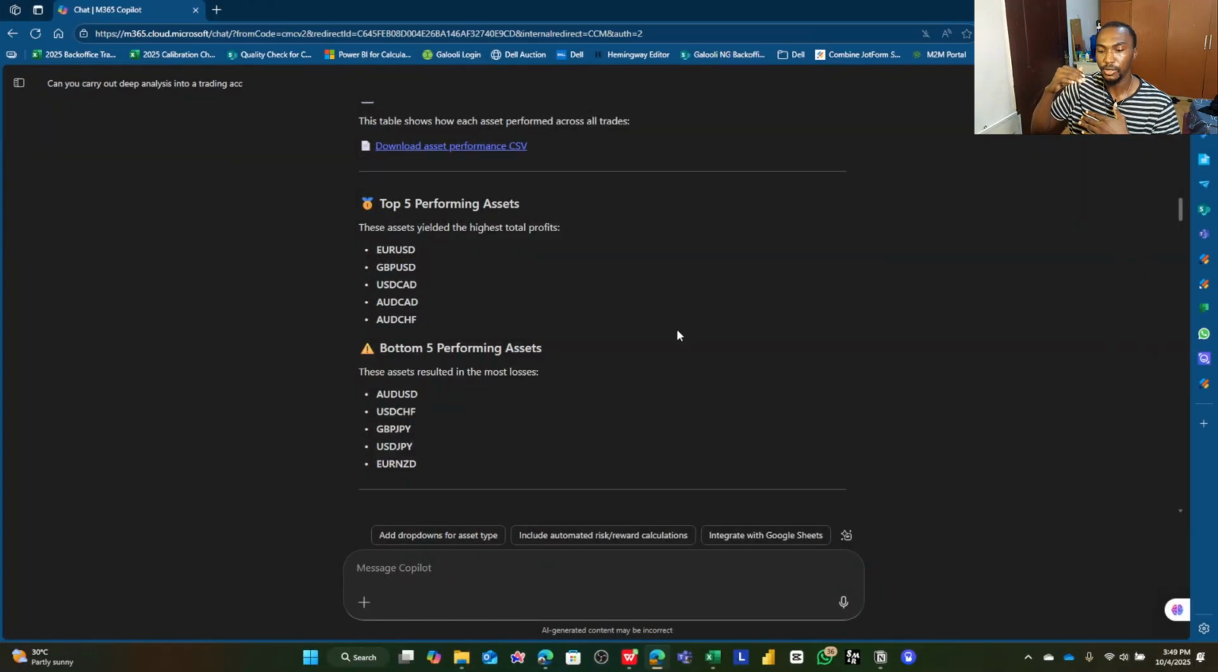The most profitable assets I had were 5 assets, while the worst assets were another 5. Now, what does this mean? If you look at it, it says Euro US dollar, British pound US dollar, US dollar Canadian dollar, Australian dollar Canadian dollar, and Australian dollar Swiss franc. These are the best performing assets, while the worst performing were the Australian dollar US dollar, the Australian dollar Swiss franc, the British pound Japanese yen, the US dollar Japanese yen, and the Euro New Zealand dollar.